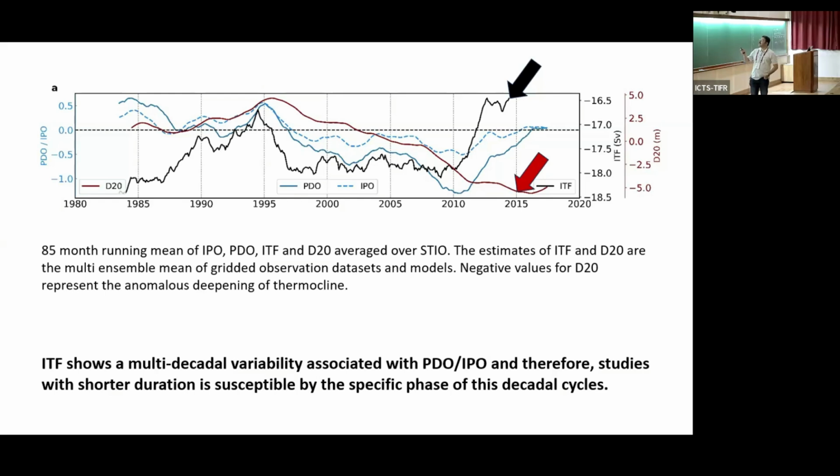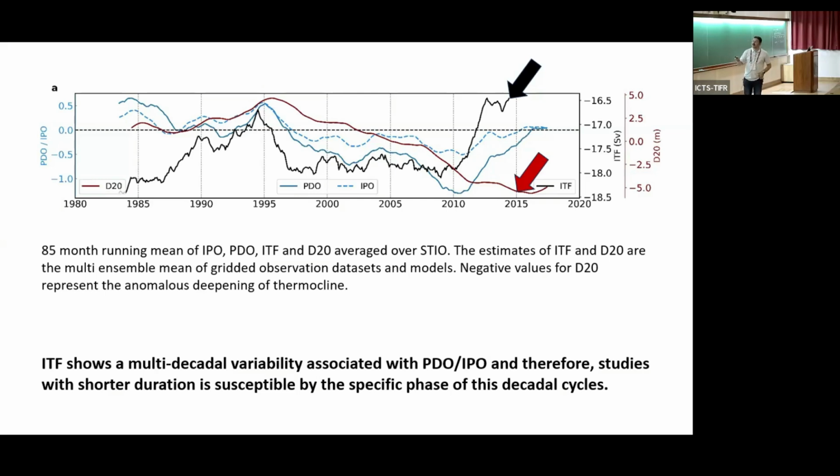So this is the ITF scale. Around 1985, it was about 18 Sverdrups. It's negative, which means it is towards the Indian Ocean because it is the westward flow. Then it decreased up to 1995, from minus 18.5 to about minus 17. So the ITF decreased from 1980 to about 1995, and then after 1995 there is a sharp increase in ITF, up to 2010.